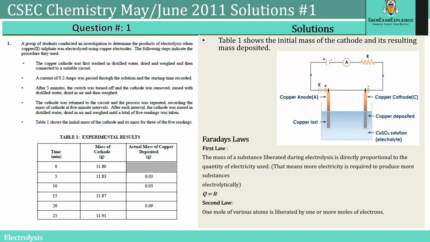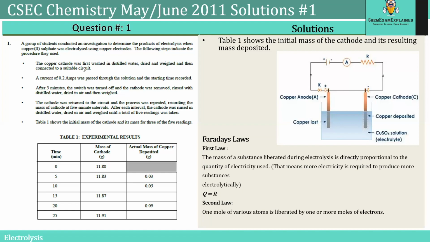In today's video, we will be looking at CSEC Chemistry, May-June 2011, Question 1. This is a data analysis question. Let's go. A group of students conducted an investigation to determine the products of electrolysis when copper(II) sulfate was electrolyzed using copper electrodes. The following steps indicate the procedure they used.